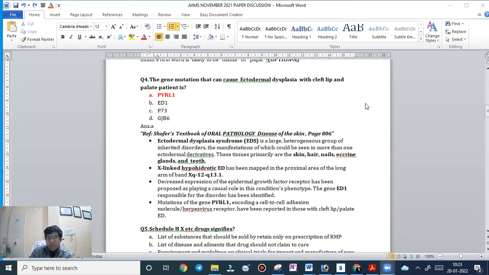The first we are going to discuss is ectodermal dysplasia. Here is the first question: the gene mutation that can cause ectodermal dysplasia with cleft lip and palate patient is. This question was asked in your AIIMS November 2021 exam. So first of all, let us discuss ectodermal dysplasia.